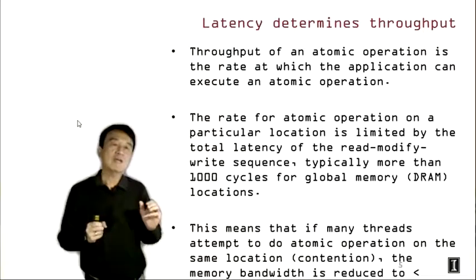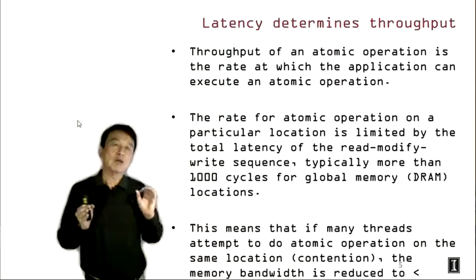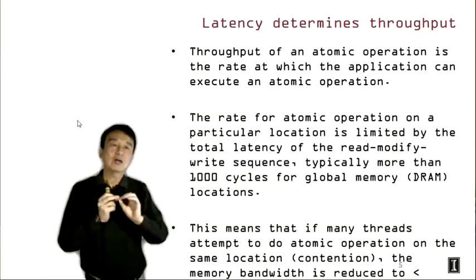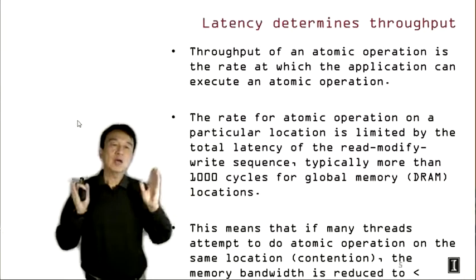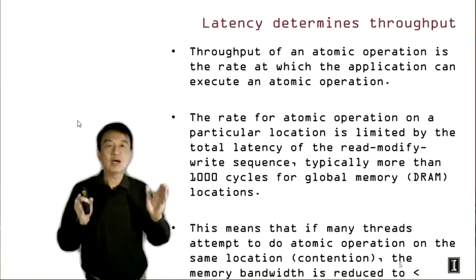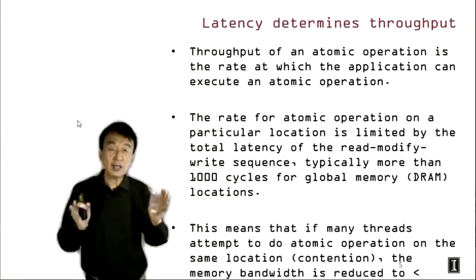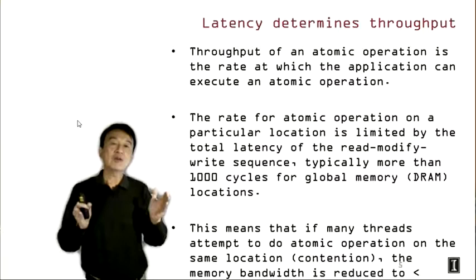However, because of the exclusive nature of atomic operations, if a massive number of threads access the same memory location with atomic operations, they are all serialized. And if you look at the picture, the rate at which these atomic operations can be performed on the same memory location is indeed limited by the total latency of that operation. So the inverse of the total latency actually is the throughput.